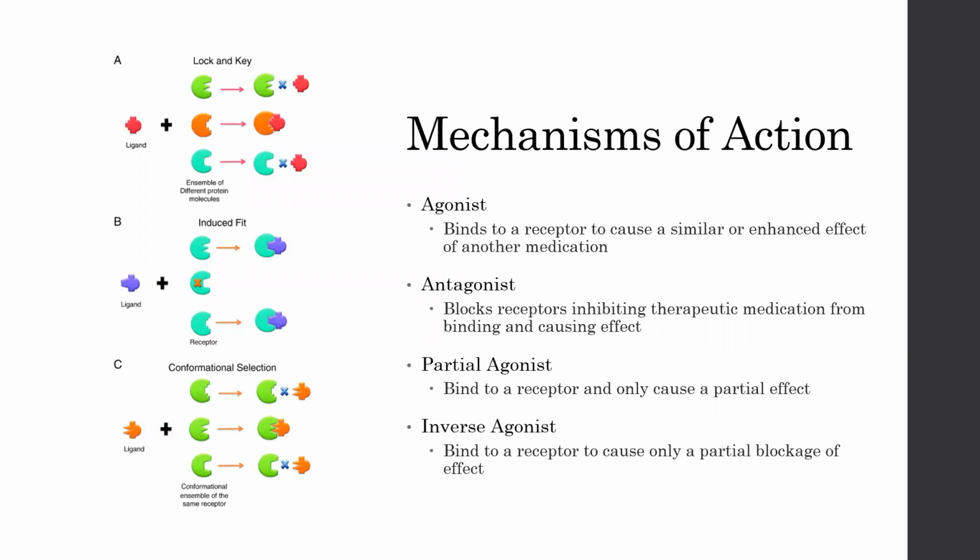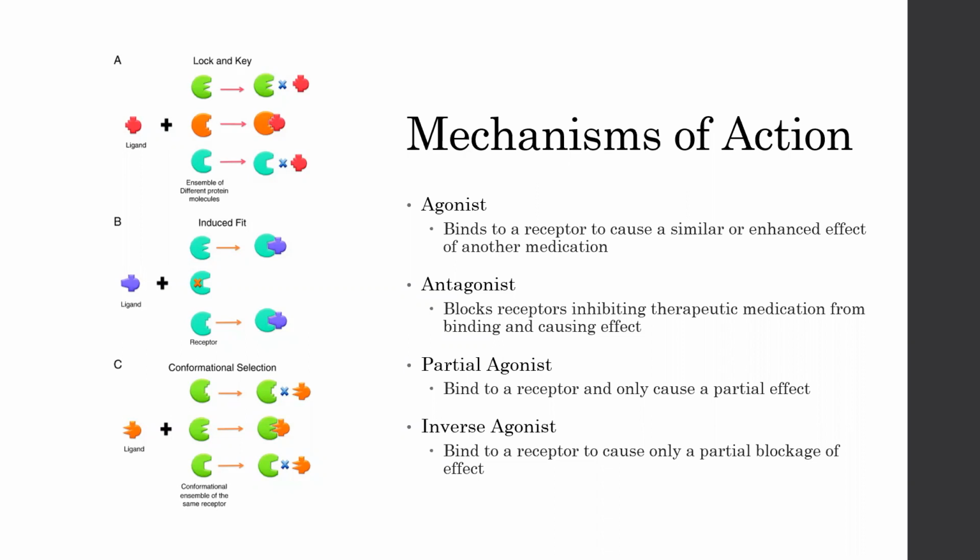The mechanism of action is based on whether the medication acts as an agonist, an antagonist, or a mixture of the two. An agonist binds to a receptor to cause an effect. This effect may be similar or enhanced by another medication. An antagonist blocks receptors to inhibit an effect. So a medication can be used to inhibit the therapeutic medication from binding and causing an effect within the body. A partial agonist binds to a receptor and only causes a partial effect, whereas an inverse agonist binds to a receptor to cause only a partial blockage of the effect.